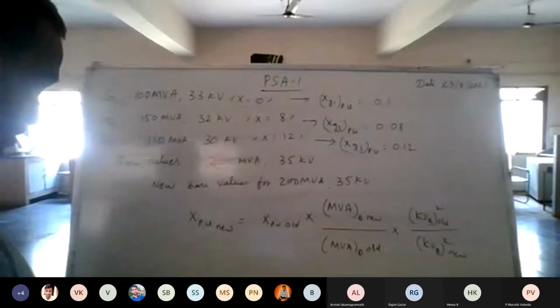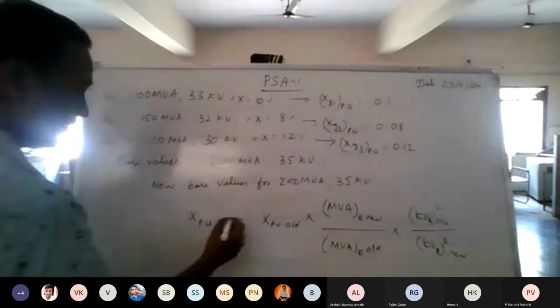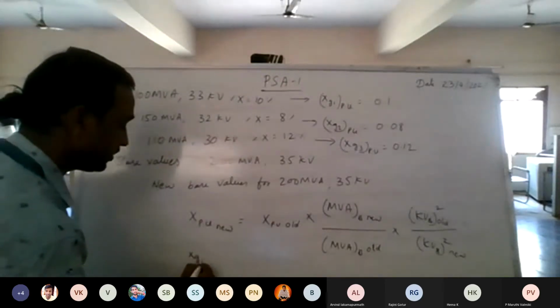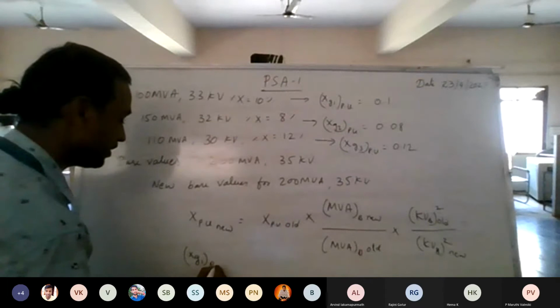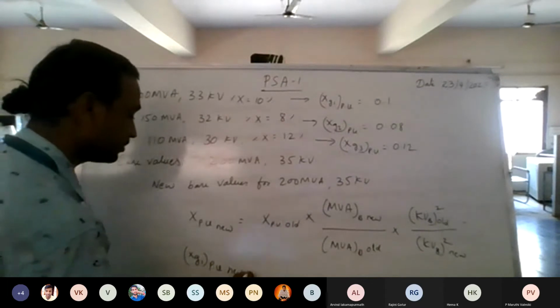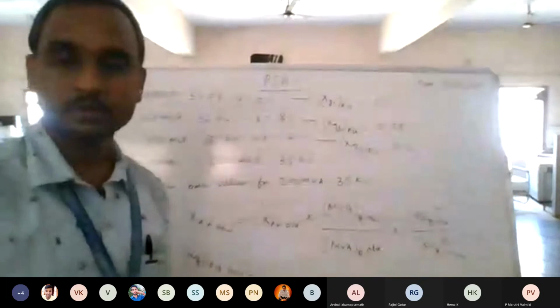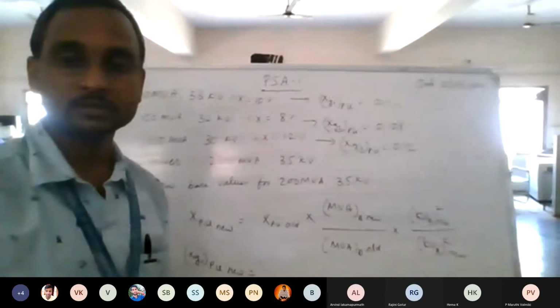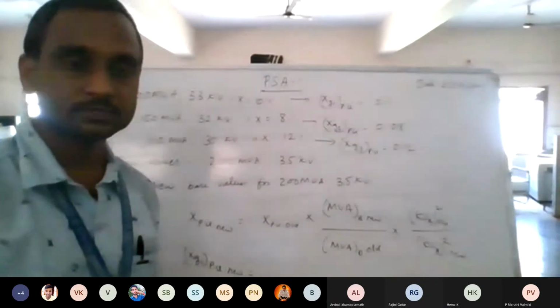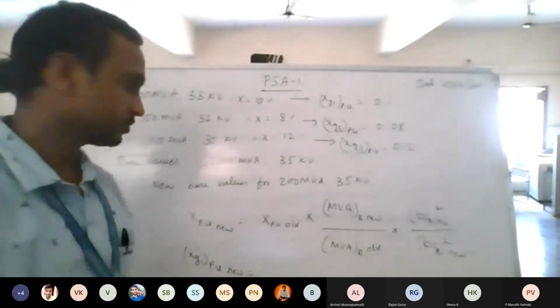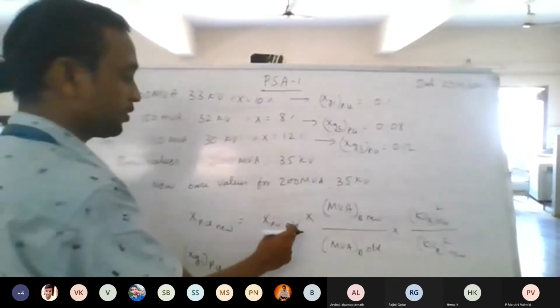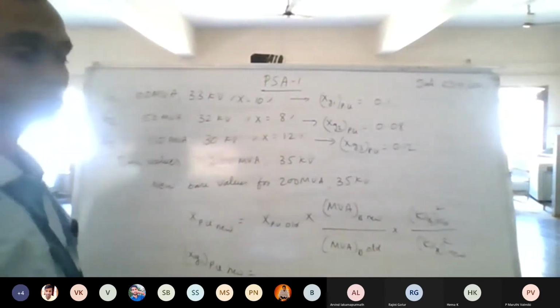So for the first one, we need to calculate Xg1 per unit new, which is equal to X per unit old for generator 1.